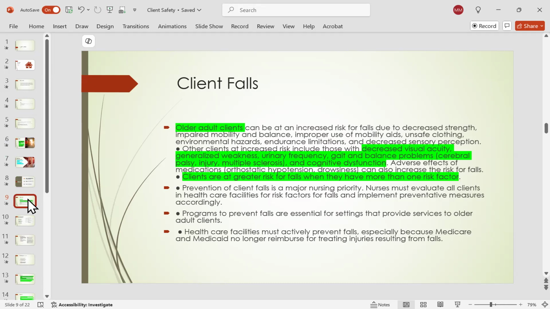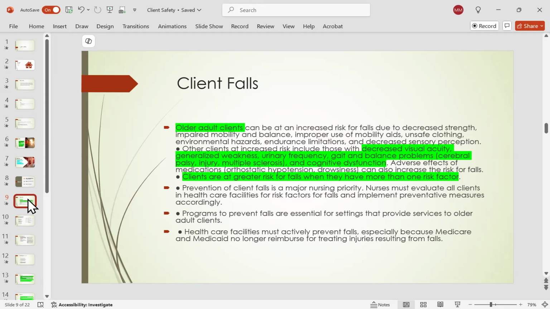These are a big problem in hospitals, long-term care, you name it, all types of facilities. So older adults are usually the ones at increased risk because they have decreased strength, not always, but sometimes impaired mobility, impaired balance. Sometimes they have mobility aids like canes or walkers and they don't use them correctly. Sometimes it's unsafe clothing, right? In other words, maybe their pants are too long and they're tripping on them.